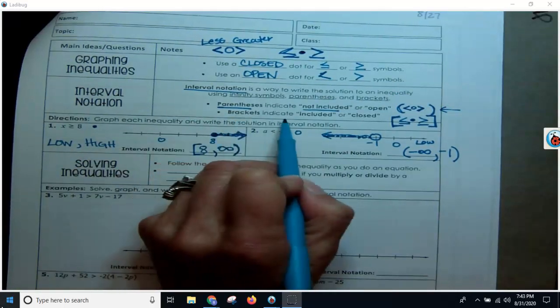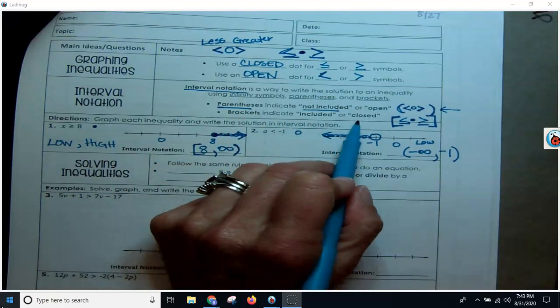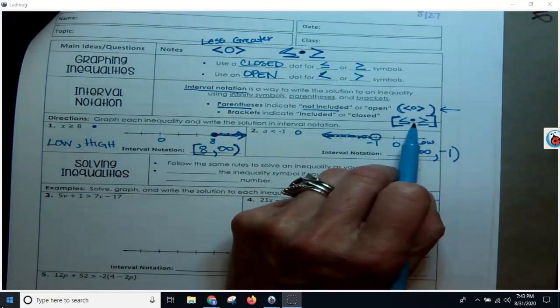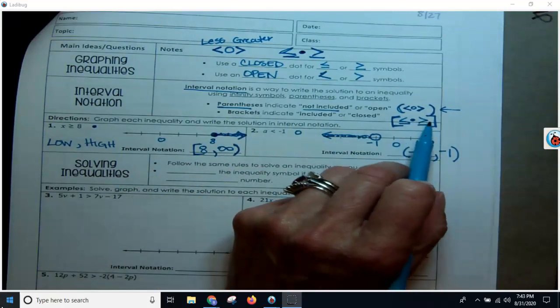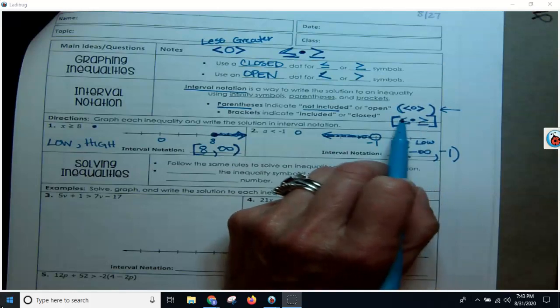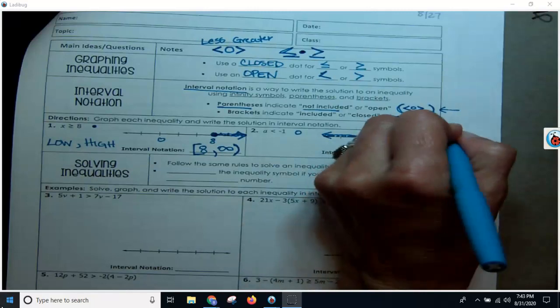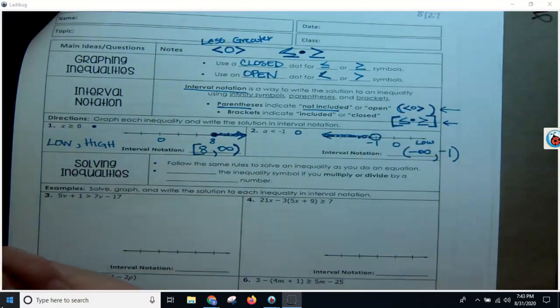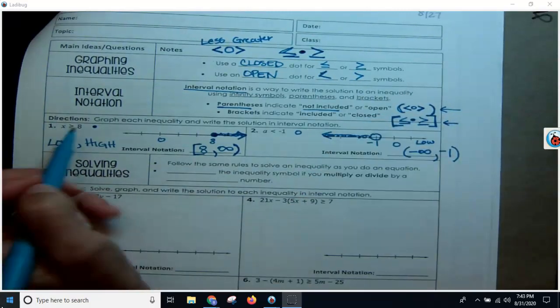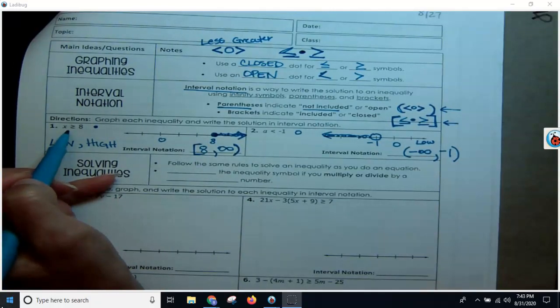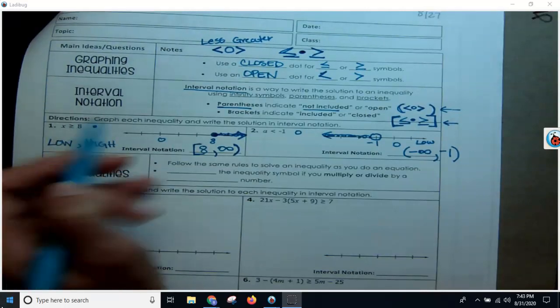The brackets, though, indicate an included or a closed dot. So I've got your closed dot here, your greater than or equal to, less than or equal to, and your brackets. And these symbols all work together. So if I'm showing you x is greater than or equal to 8, I know I'm going to use a closed dot because this is the equals to sign.